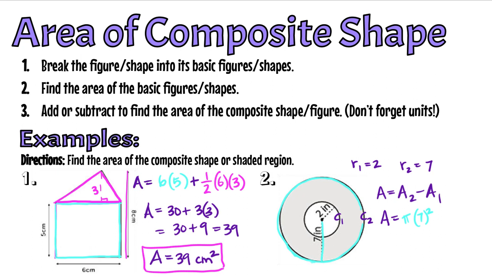And then remember that we are subtracting the area of the smaller circle, which is pi times r, which is 2 squared. When we simplify, we get the area equals 49 pi minus 4 pi. So then finally we get the area equals 49 pi minus 4 pi is 45 pi. And then our units is inches squared.